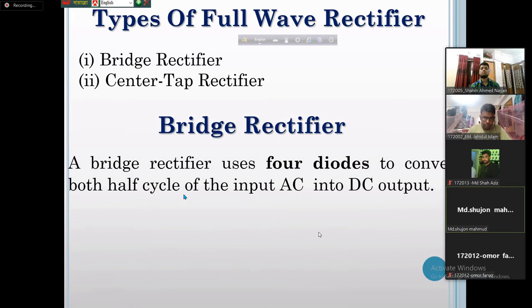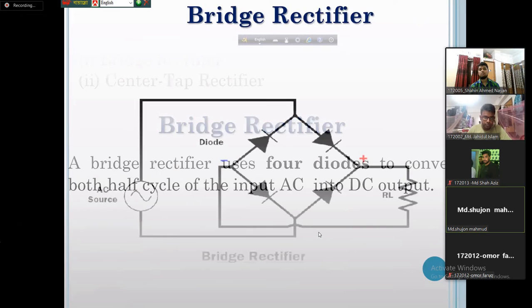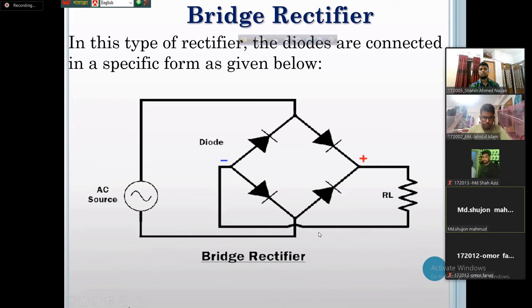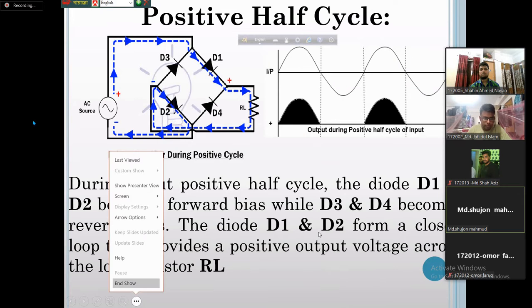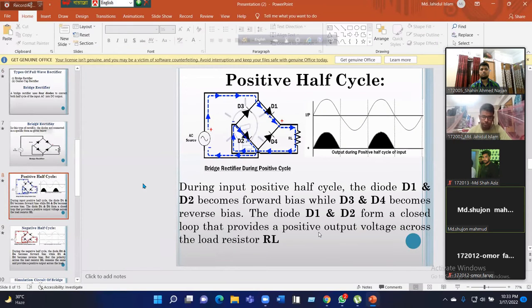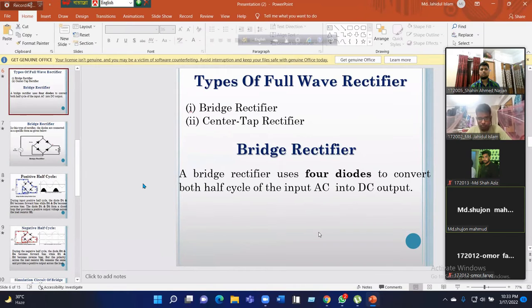Now I'm talking about full-wave rectifier. There are two types of full-wave rectifier: bridge rectifier and center tap rectifier. Bridge rectifier. A bridge rectifier uses 4 diodes to convert both half cycles of the input AC into DC output.